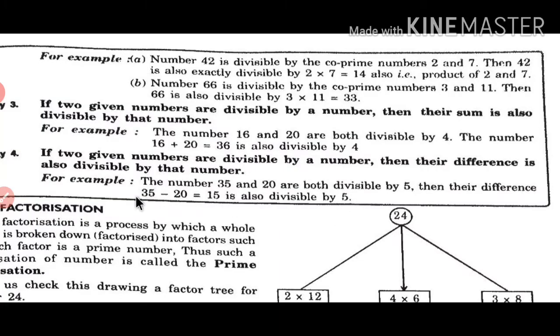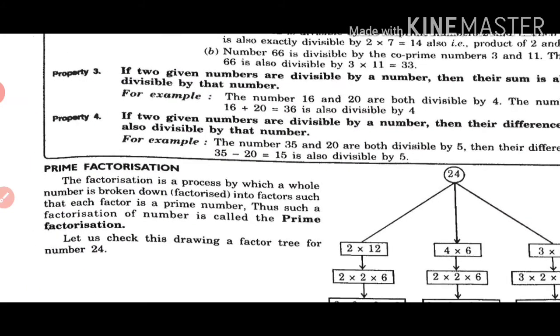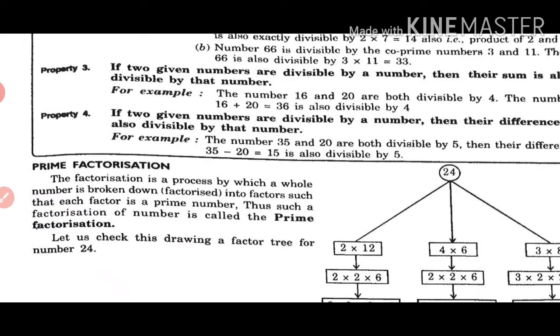So these are the four properties of divisibility. Now we'll see prime factorization. As you all have done this type of prime factorization in your lower classes, let us see it once again. Factorization is a process by which a whole number is broken down into factors such that each factor is a prime number.